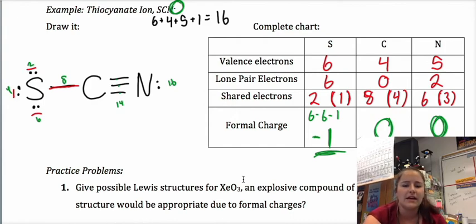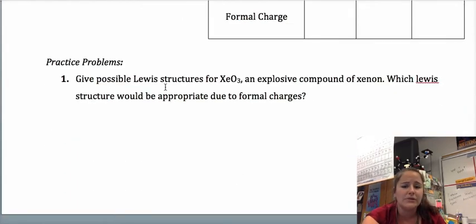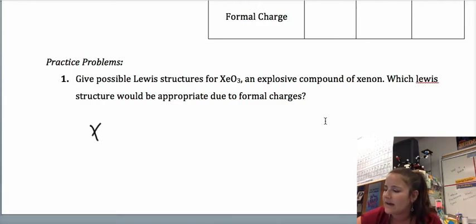Okay, let's talk about XeO3. Let's do one more example. Give possible Lewis structure for XeO3, an explosive compound of xenon. Which Lewis structure would be most appropriate due to formal charges? So, XeO3, let's first draw the one that we did before. We had the Xe double bonded to all of the oxygens.